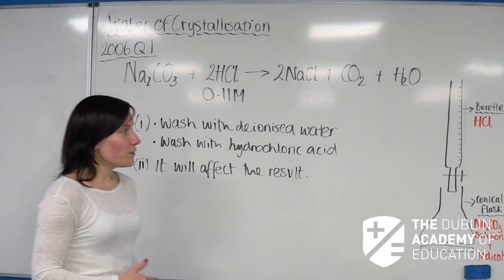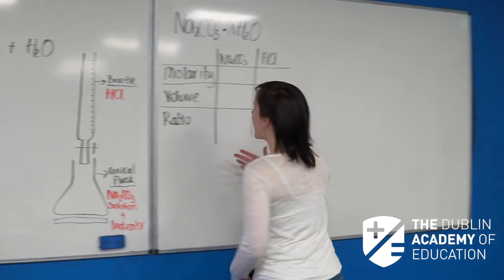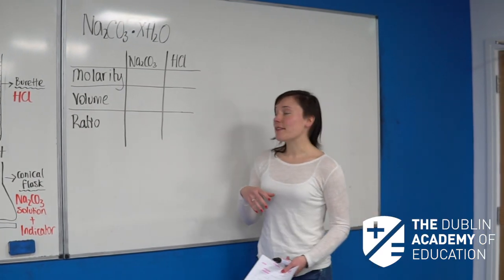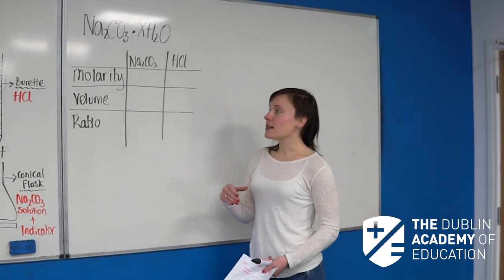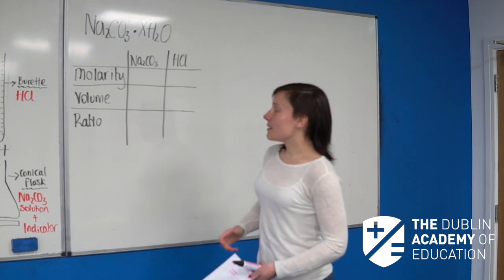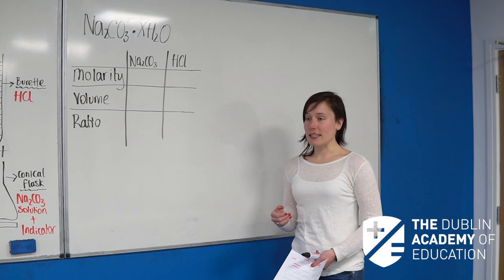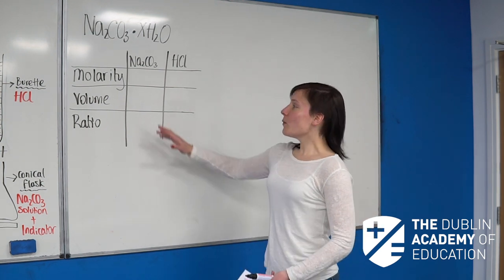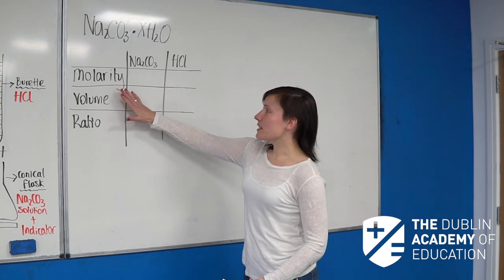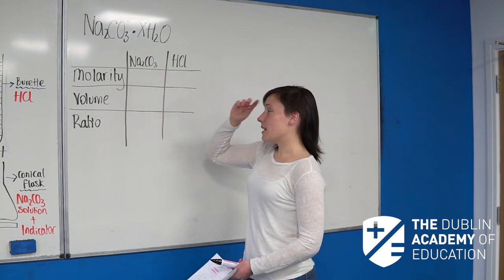So if I just move over here, we'll just have a look. What we're going to do now is collect that information from the question. Okay, so I've just drawn a simple table here that we can fill, and this is going to help to guide us through our calculation. So we need to look at the molarity, first of all, of our sodium carbonate and of our HCl.